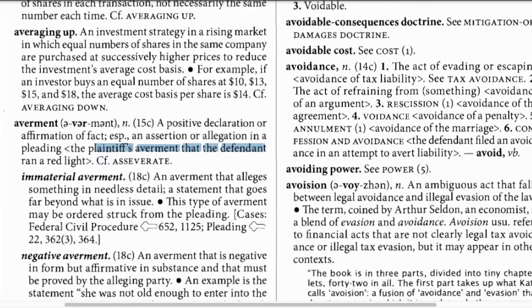So we have an immaterial averment from the 18th century, an averment that alleges something in needless detail. Immaterial averment. This is a good term for us to know now. An averment that alleges something in needless detail. A statement that goes far beyond what is at issue. This type of averment may be ordered struck from the pleading.